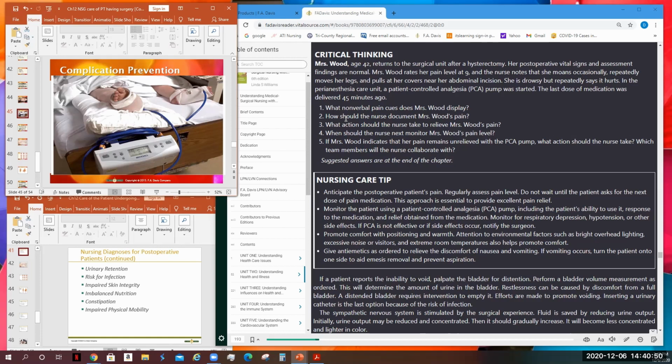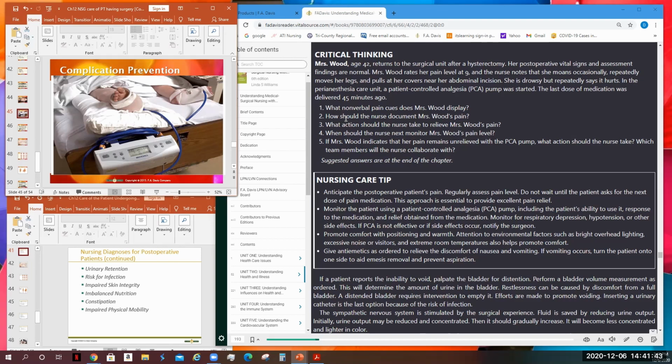What nonverbal pain cues does Mrs. Wood display? Moaning occasionally, moving legs restlessly, and pulling covers near abdominal incision are nonverbal pain cues. Number 2, how should the nurse document Mrs. Wood's pain? Document pain levels by actual observations: occasional moaning, restless leg movements, and pulling of covers near abdominal incision. Also, use the patient's statement, "It hurts," because Mrs. Wood is too drowsy to use the pain scale. Other data are used. When Mrs. Wood is more awake, an explanation of the pain scale should be reinforced and used.